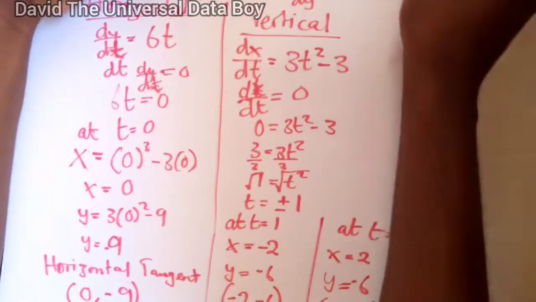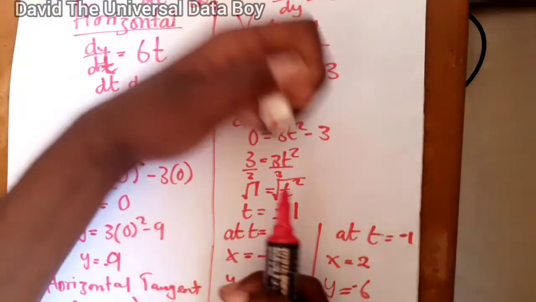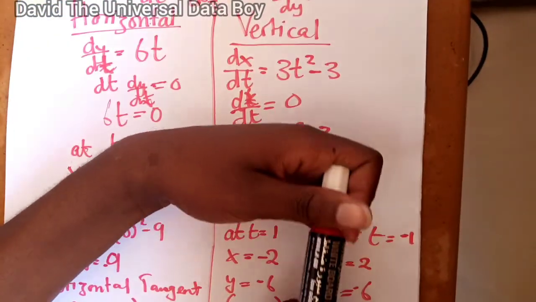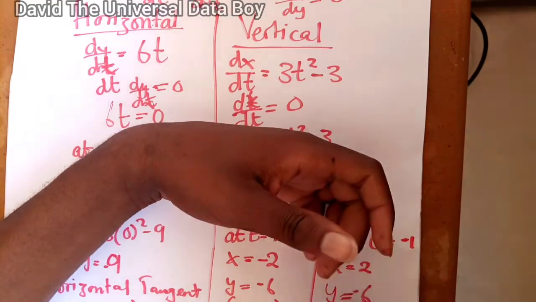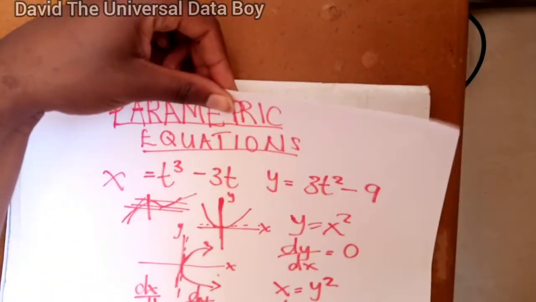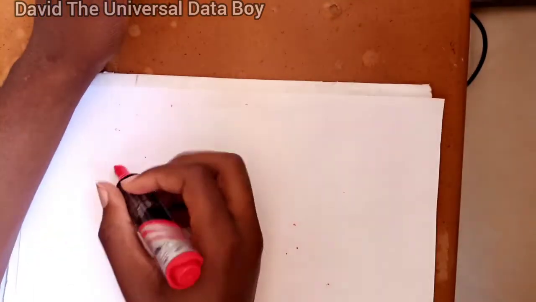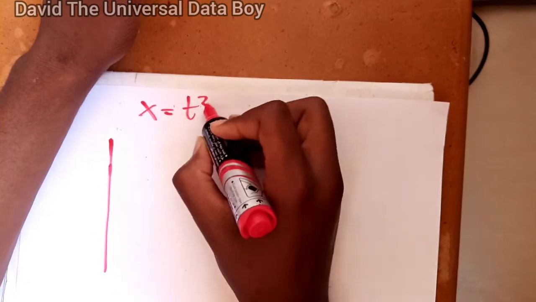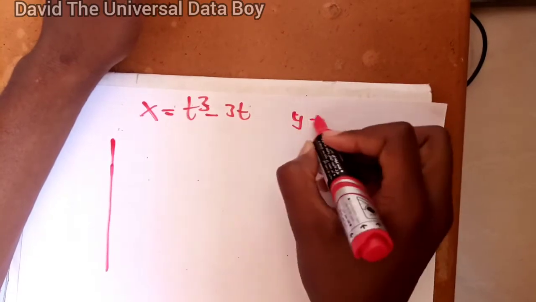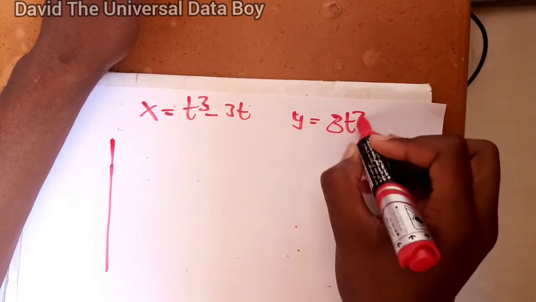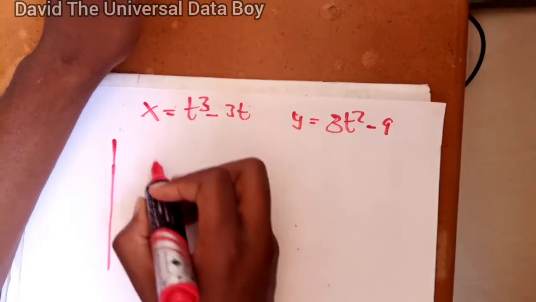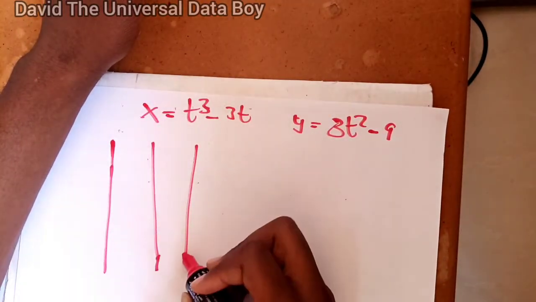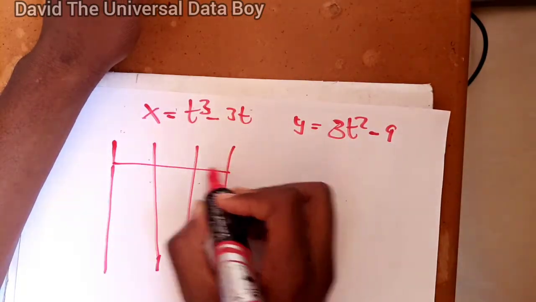So now we found our vertical tangents and our horizontal tangents, but the question goes on further to say sketch them. For us to sketch them, we must also find the x and y coordinates of the graph. To do that, we must make a table of values. So x is equal to t to the power 3 minus 3t, and y is equal to 3t squared minus 9. So we've done half the battle. We found the vertical tangents, but we must also find the other values.